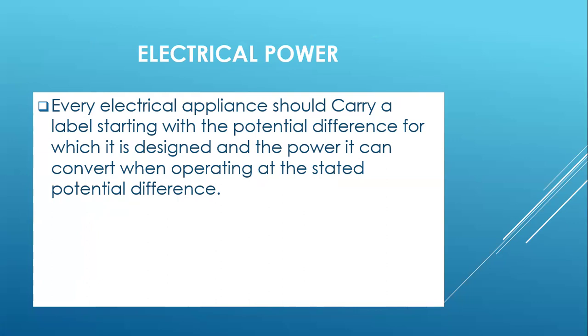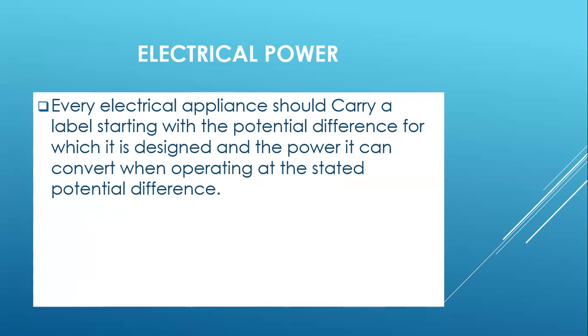Now, every electrical appliance should carry a label stating the potential difference for which it is designed and the power it can convert when operating at a stated potential difference. So all electrical appliances carry this kind of labeling to enable a person to understand exactly the potential difference and the power that can be converted when operating at such a potential difference.